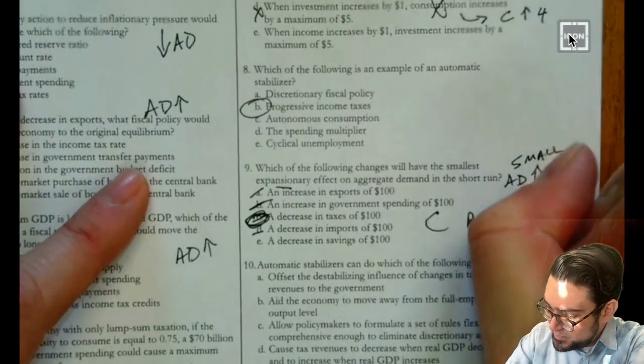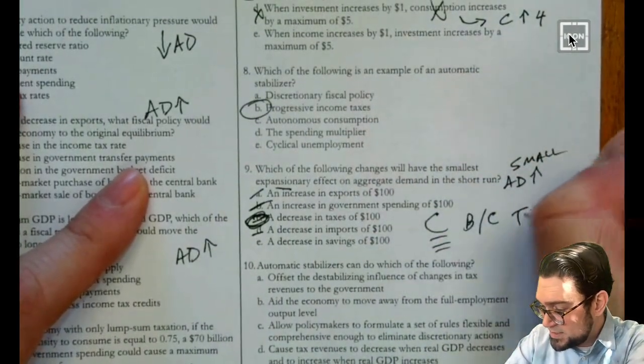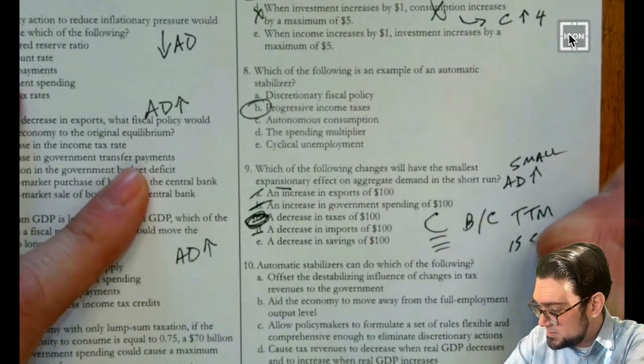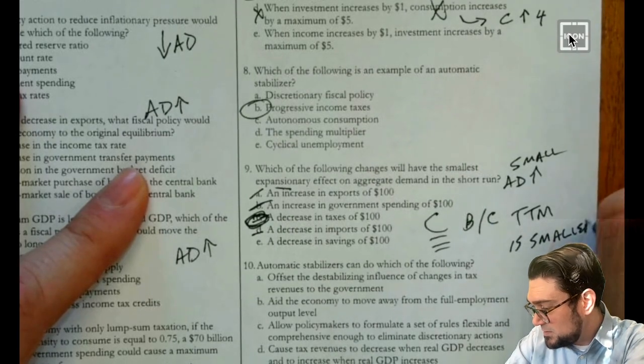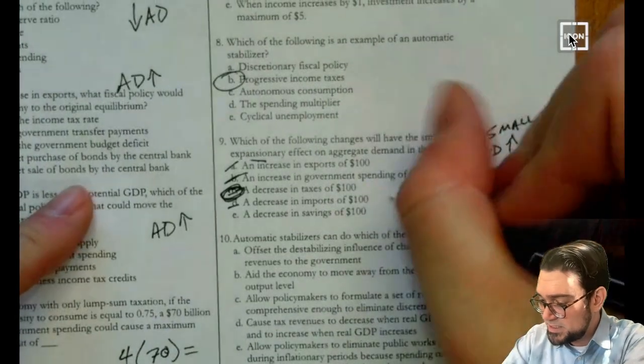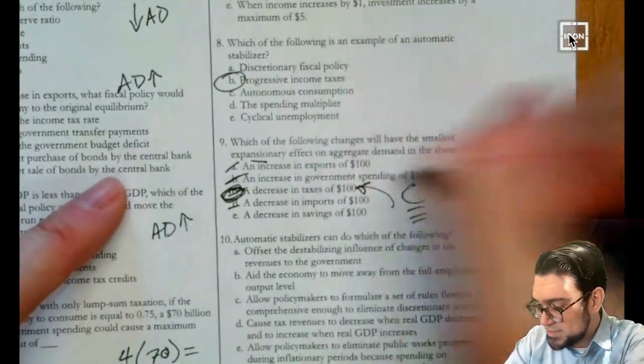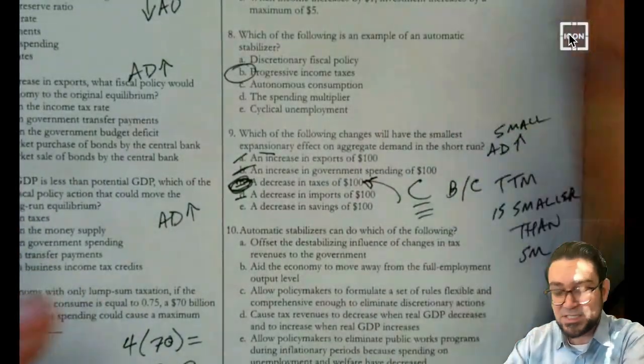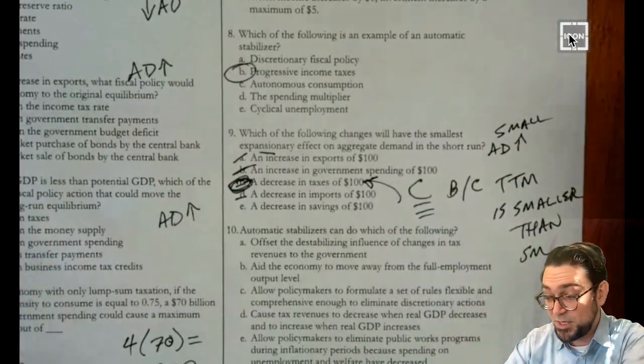C is the right answer because the taxes and transfers multiplier is smaller than the spending multiplier. And so this C is the right answer here. That's the correct answer. So I'm sorry for crossing out the wrong one in my haste. I was trying to cross out the spending one.